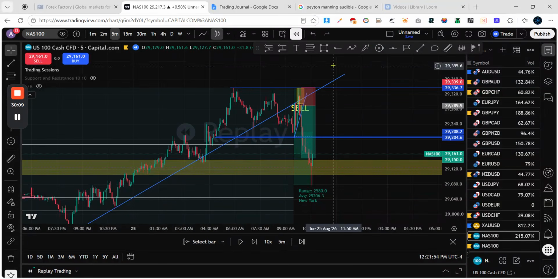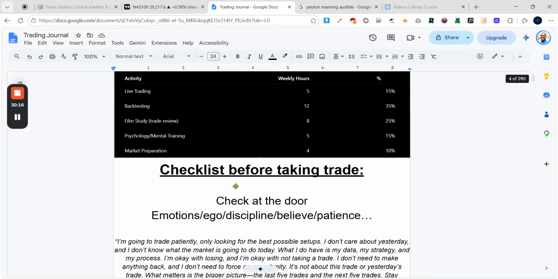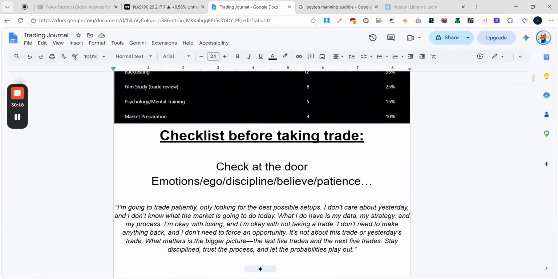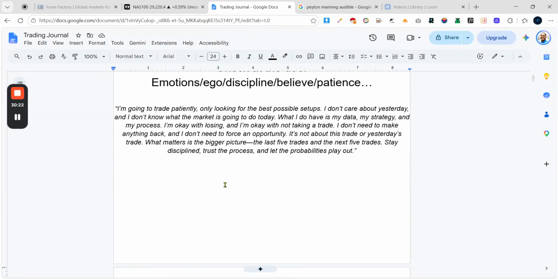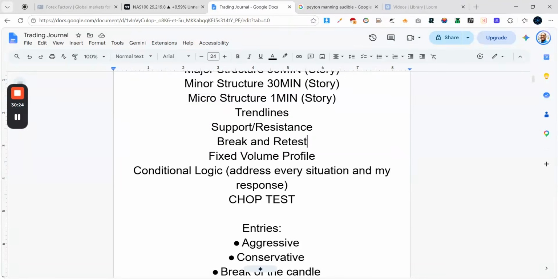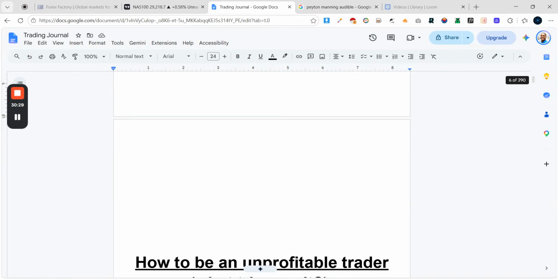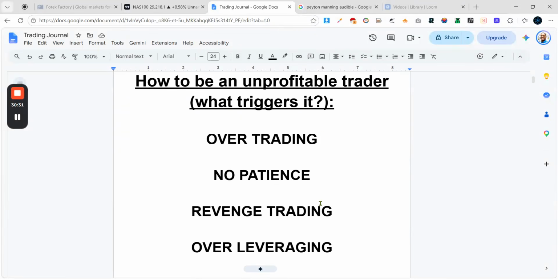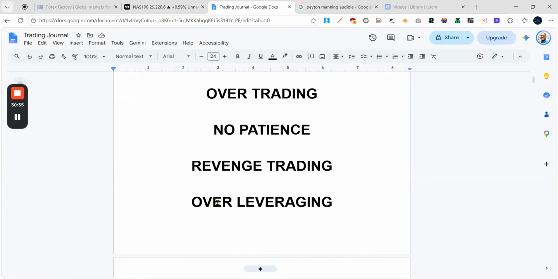So that's the trade for the day. That's how I analyze things. That's how I trade. It's how I think. I'm developing this. I got a pretty good grasp on it. My emotions, my ego, my discipline, my pride, my patience. This is my whole setup. I have my entries worked out, how to be a profitable trader. What triggers my overtrading? What triggers my patience? What triggers me revenge trading?